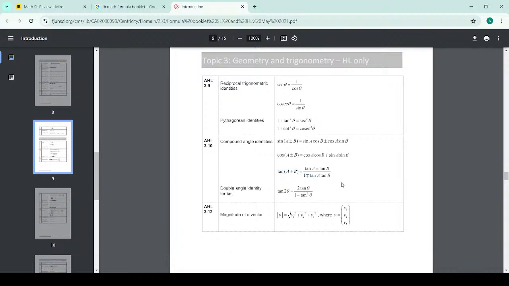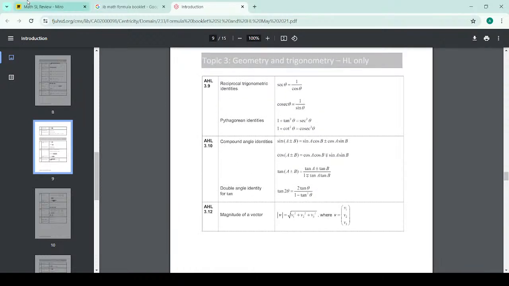Tangent a plus b, it's pretty much the same thing. The way you derive this is you just put the sine above the cosine, and you literally just expand this out. You put this on top of this in a fraction, and then you cancel some things out. Same thing for tangent. You just change both of these to the same thing.